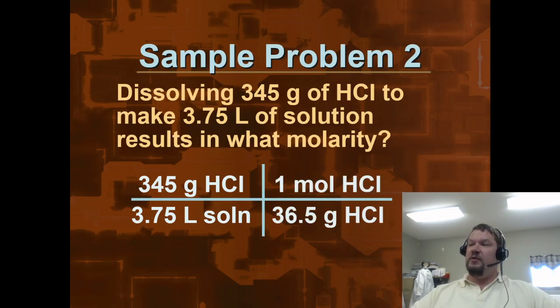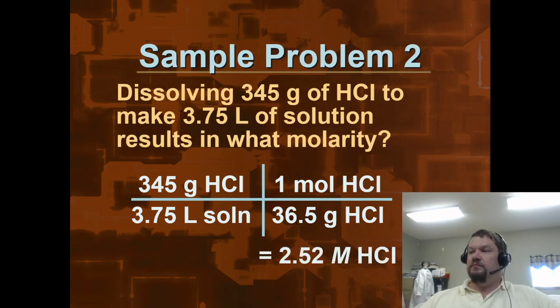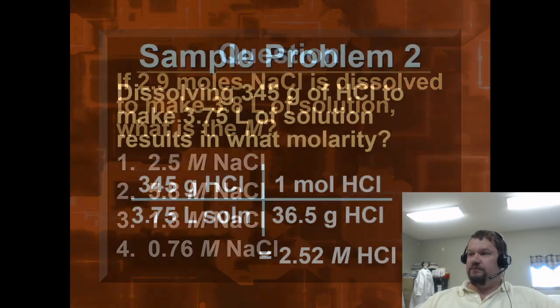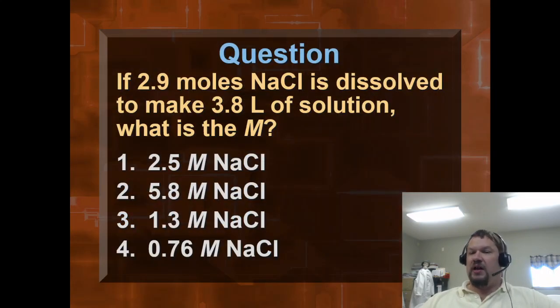If we use the bridge, the molecular mass of hydrochloric acid is about 36.5 grams per mole. So grams, moles, cancel. This means that we have about 2.52 moles in every 1 liter of solution, or a 2.52 molar hydrochloric acid solution. And that's the way you would say that. 2.52 molar hydrochloric acid solution. All right, let me give you a second to work out this problem.